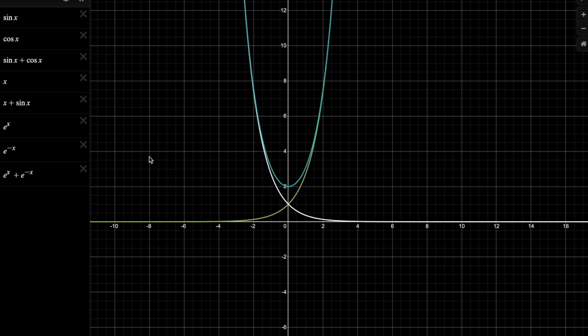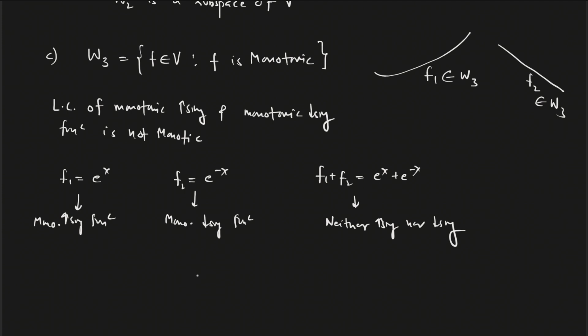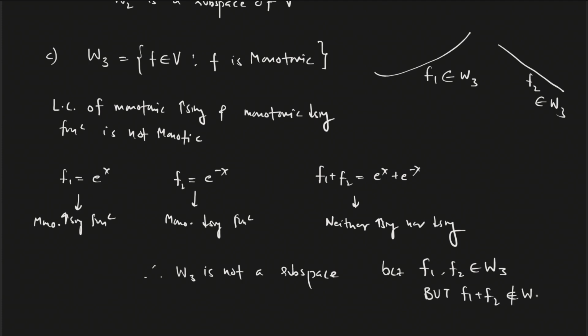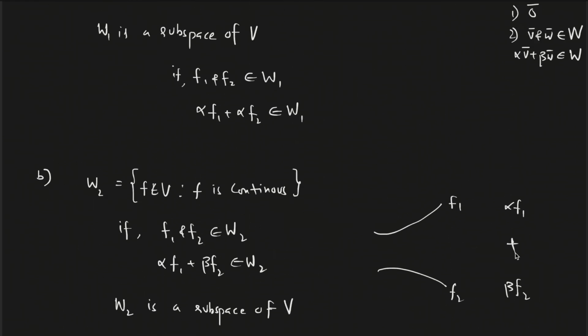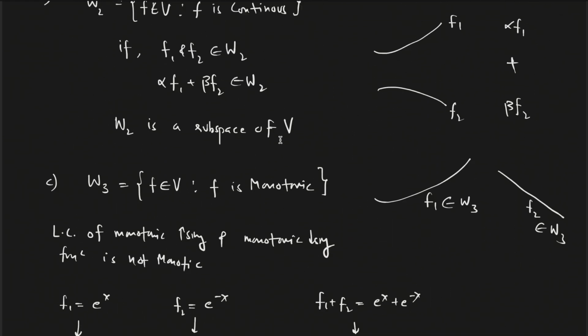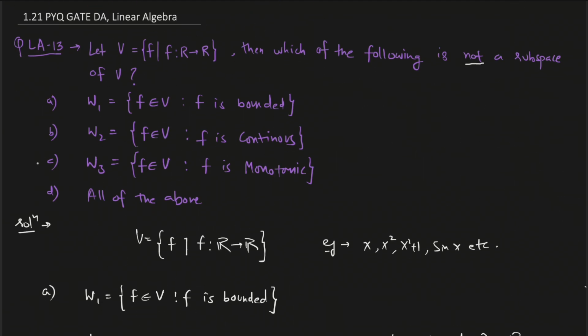So W3 is not a subspace. Why? Because f1 and f2 belong to W3, but f1 plus f2 doesn't belong to W3, right? So f1 and f2 belong to W3, but their linear combination doesn't belong to W3. So that closure property is not satisfied. So therefore, W3 is not a subspace.